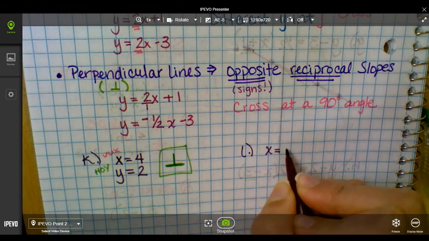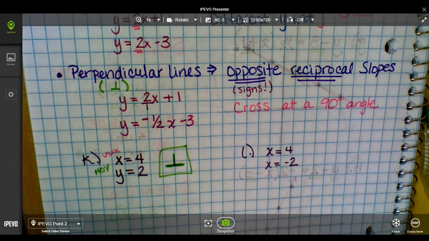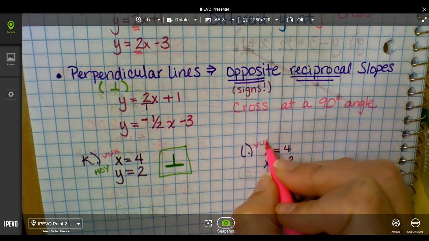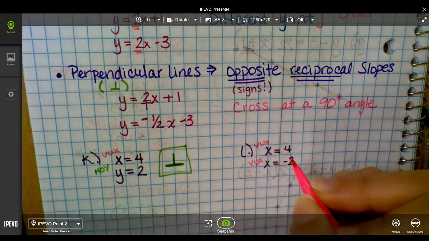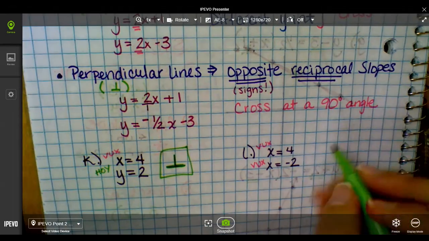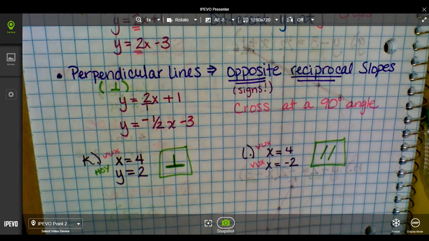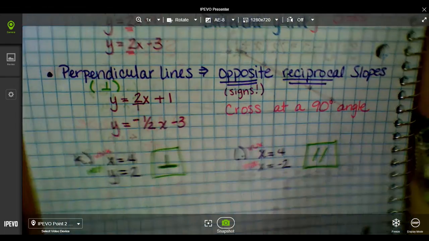Conversely, if you have x equals 4 and x equals -2, both of these are vux. Both of these are vertical lines. One's going to go through +4 on the x-axis, one's going to go through -2 on the x-axis. These guys must be parallel. Two vertical lines must be parallel. They're never going to cross ever, ever.